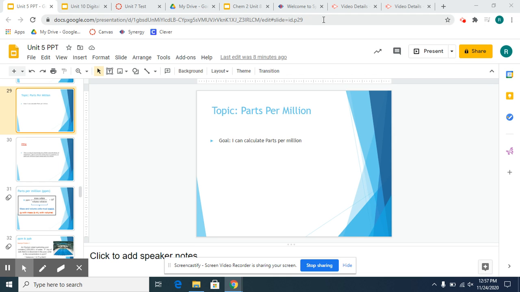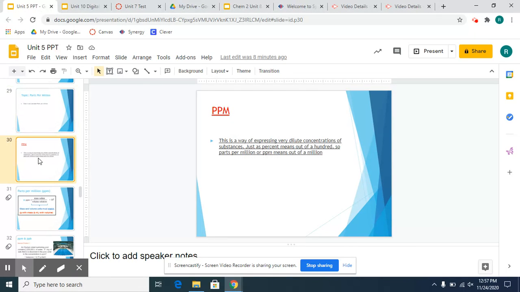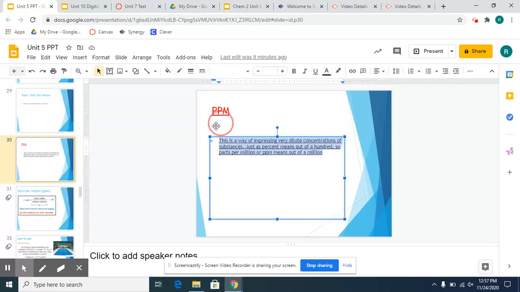Okay, so today our topic is parts per million. That's what PPM stands for, and your goal is: I can calculate the parts per million. So parts per million, here's the definition for it.